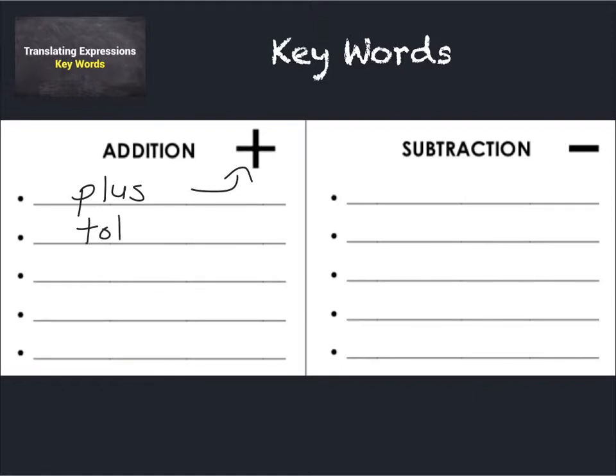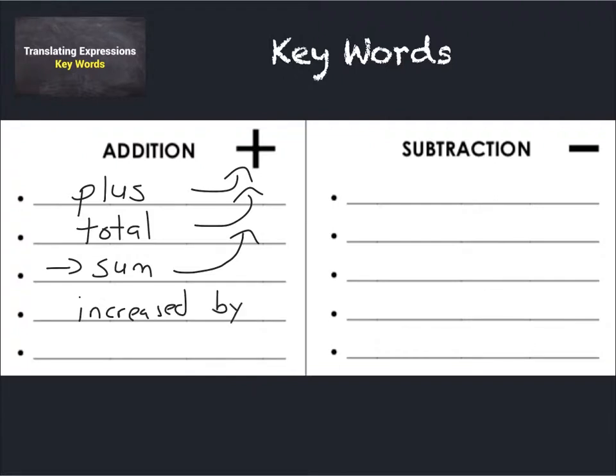Total. And this is usually also going to mean that we're dealing with an equation. But total is also going to mean addition. Sum. That's an important one. That's one that sometimes we tend to forget. But sum is going to also mean addition. Increased by. Also addition. More than. Anytime you see any of these words in any sort of word problem or expression or statement, it's going to mean addition. Now let's get to subtraction.